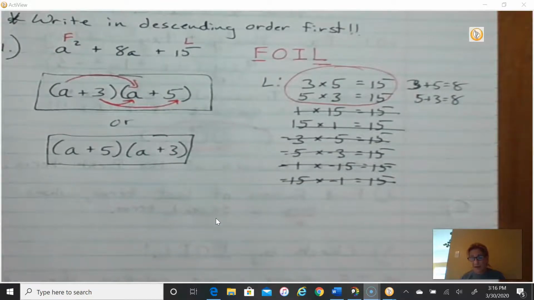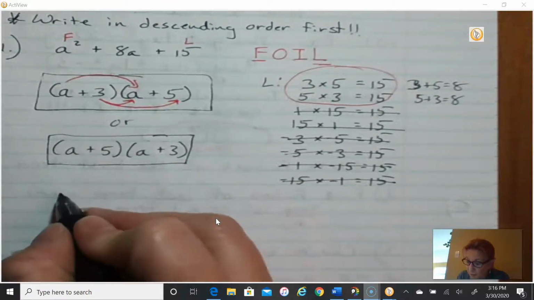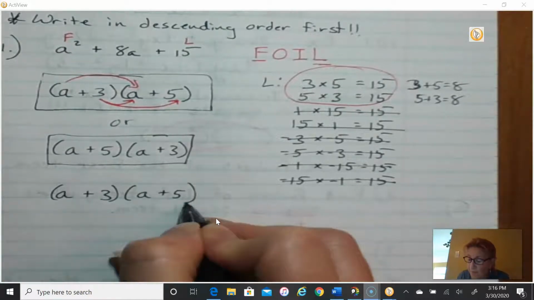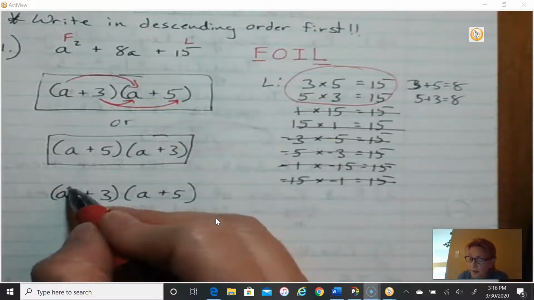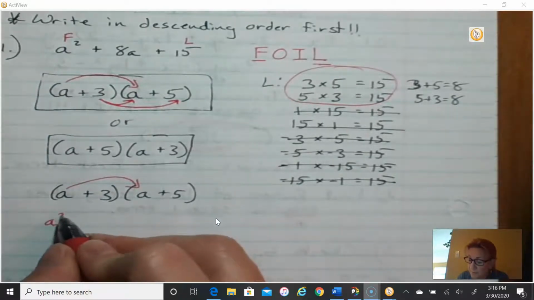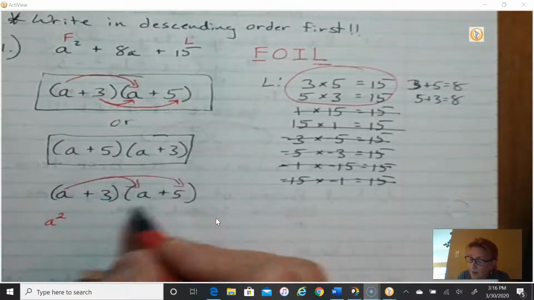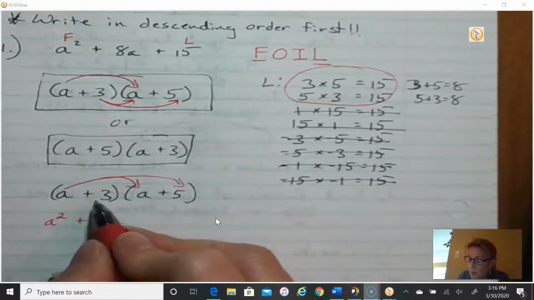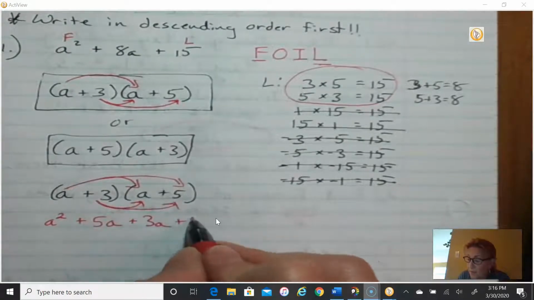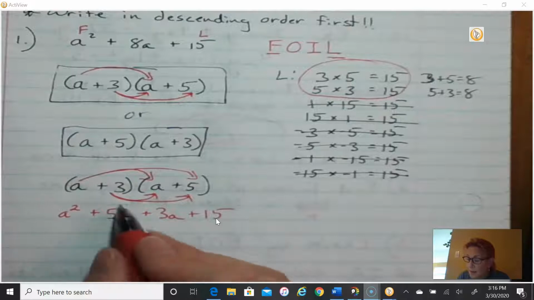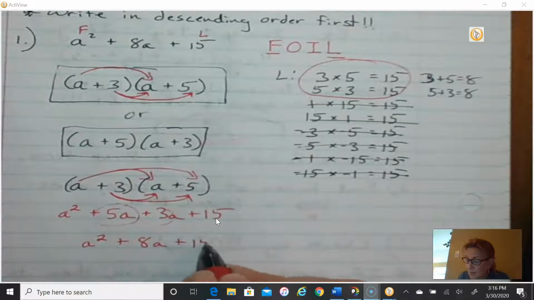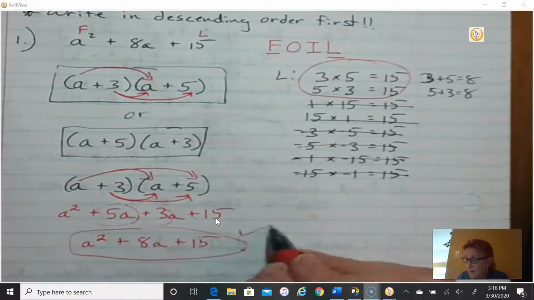Now, to check, let's do it this first one. A plus 3 times A plus 5. Do the FOIL thing. A times A is A squared. A times 5 is 5A. 3 times A is 3A. And 3 times 5 is 15. We can combine our like terms, and we get A squared plus 8A plus 15. Guys, and so it checks.